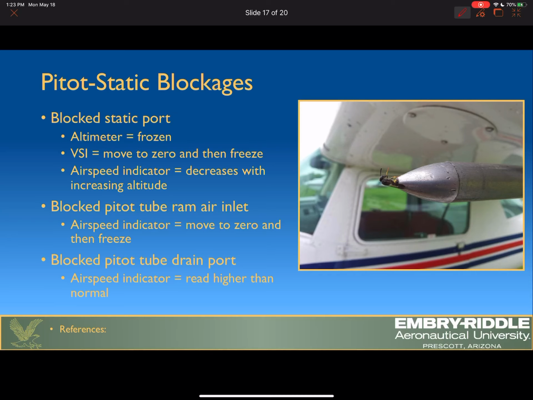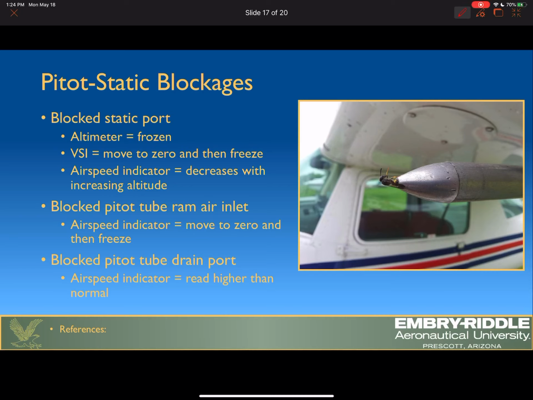So let's talk about blockages. These are really important. Remember, we are now instrument pilots, so we are 100% relying on our flight instruments to tell us what is happening to our airplane. So we want these things to be working and working accurately. So what do we do if we have these different blockages? What happens if different things are blocked?